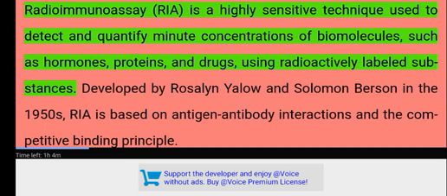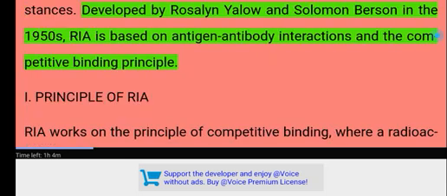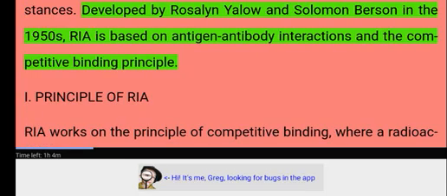Radioimmunoassay, RIA, is a highly sensitive technique used to detect and quantify minute concentrations of biomolecules, such as hormones, proteins, and drugs, using radioactively labeled substances. Developed by Rosalyn Yalow and Solomon Berson in the 1950s, RIA is based on antigen-antibody interactions and the competitive binding principle.